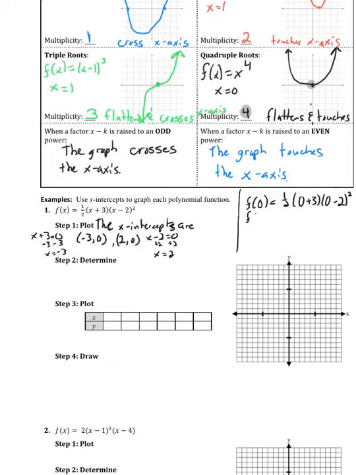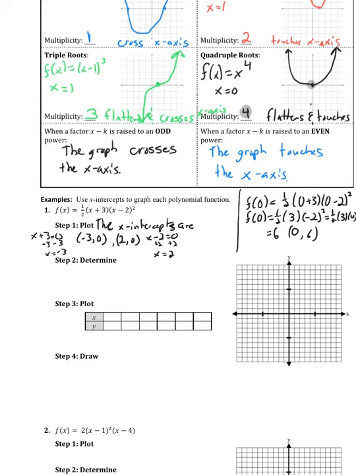And I plug in 0, and I'm going to find a y-intercept real quick. I get 1/2 times 3 times negative 2 squared, which is going to get me 1/2 times 3 times 4, and that's going to get me 6. So I do 12 times 1/2, and that's going to get me 6. So 6 comma 0 is going to be my y-intercept, or not 6 comma 0, sorry. It's going to be 0 comma 6 because I plugged in 0 for x. That's going to be my y-intercept.